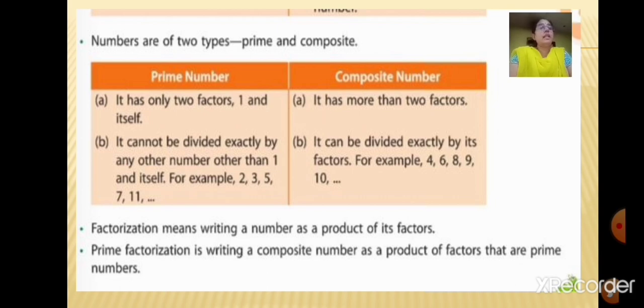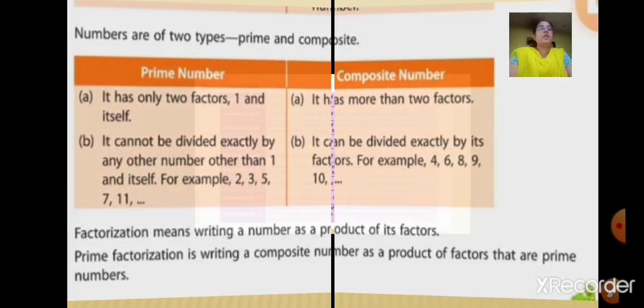Now we have also learned about factorization. What is factorization? Factorization means writing a number as a product of its factors. We learned factorization by two methods, that is prime factorization and the division method, correct? So what is prime factorization? It is writing a composite number as a product of its factors that are prime numbers. In prime factorization we will take only the prime numbers like 2, 3, 5, 7.